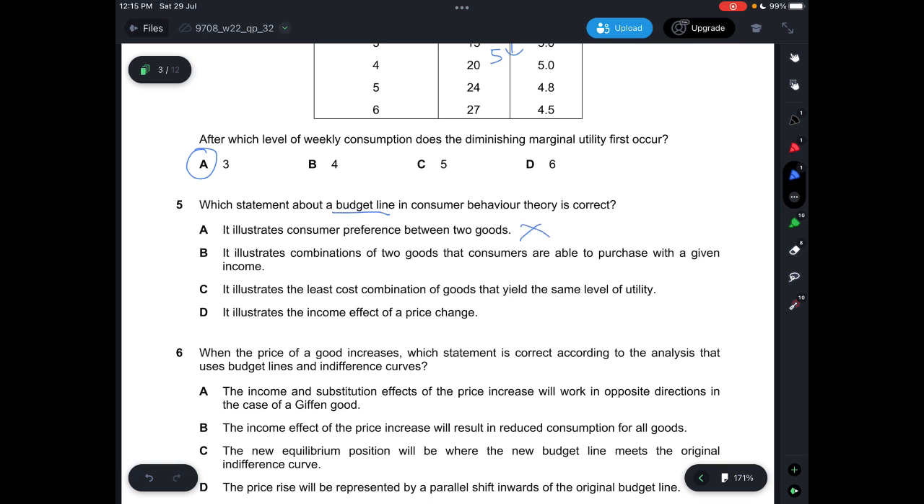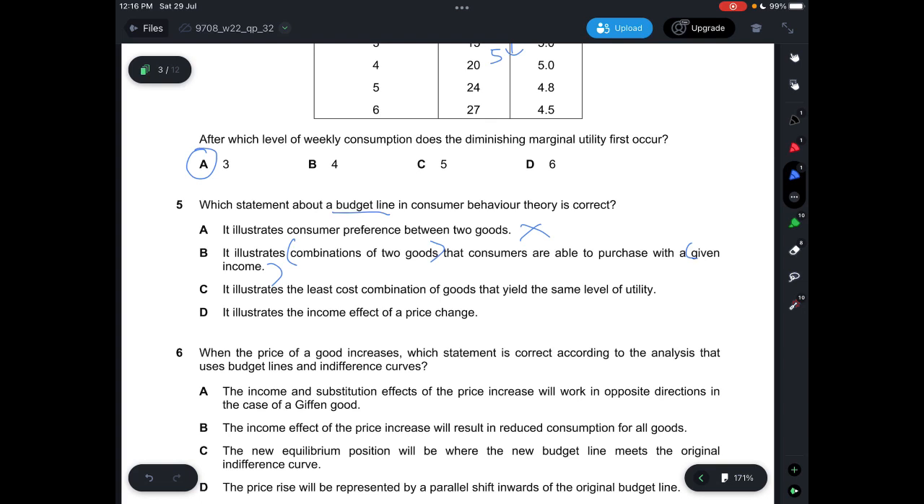B, it says it illustrates combinations of two goods that consumers are able to purchase with a given income, which is correct because here it states combination of two goods and given income. So it's based on the income that you have at the moment. Let's say I only have 1,000 ringgit, I can only purchase maybe 50 of good A and maybe 30 of good B. Then yes, that's correct. But before we conclude this as the answer, let's look at C and D.